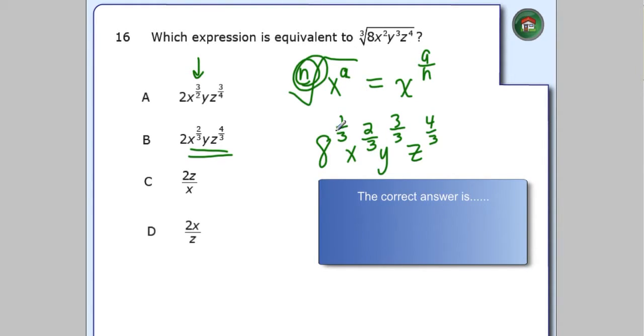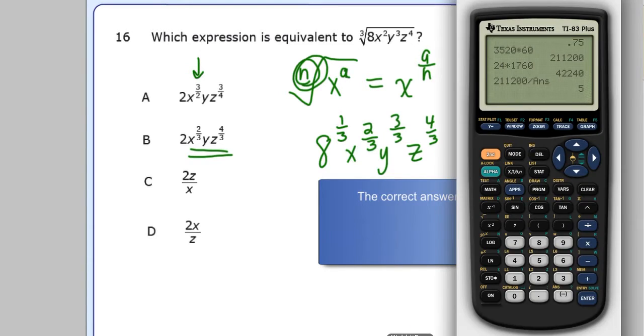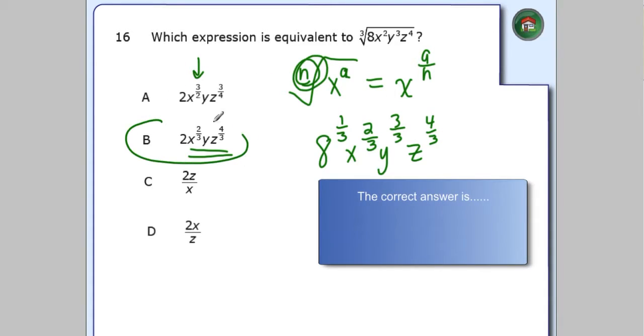8 to the 1/3 is 2. You can double check that by putting it in your calculator. But remember that index number means what raised to the 3rd power gives me 8. And 2 times 2 times 2 gives me 8. So this is your answer.